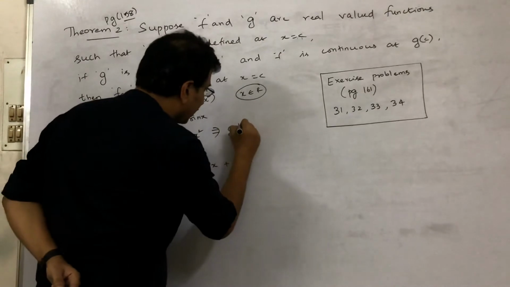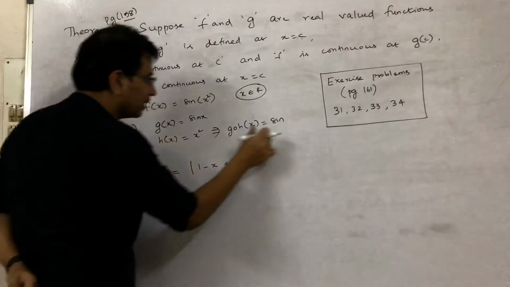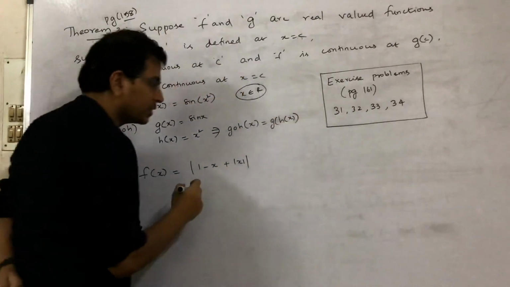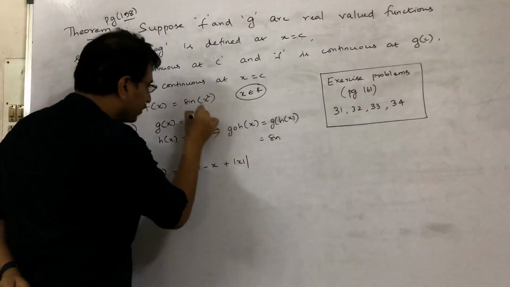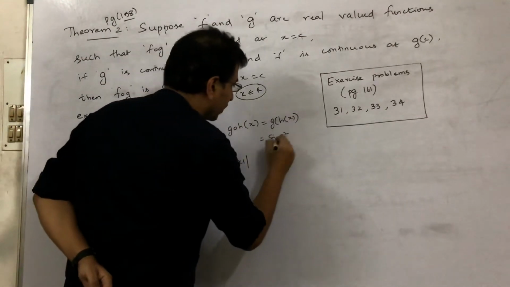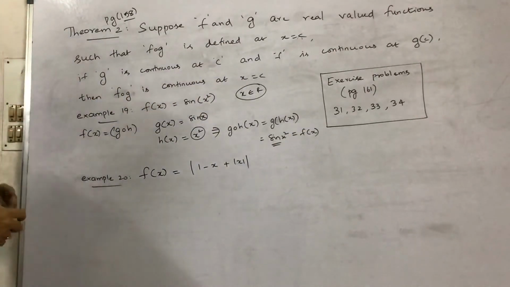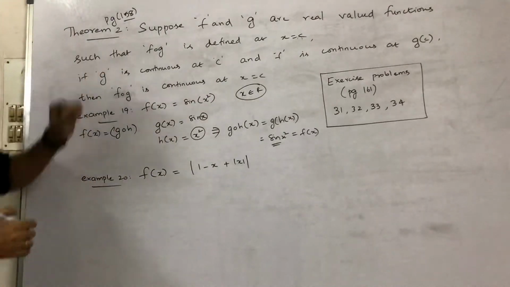Then what will g circle h of x be? It is g of h of x. This we have learnt in functions. So g of h of x means sine of, in the place of x, we substitute x square. So this is nothing but f of x, right? Now we need to discuss the continuity of this composite function. For that, we will apply this theorem.